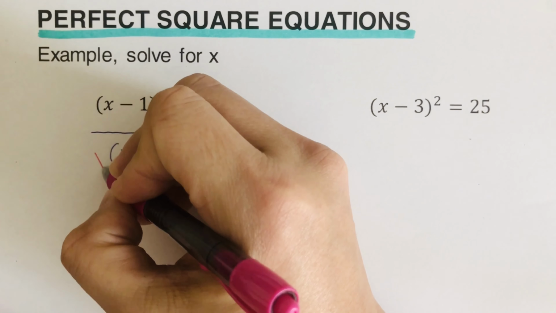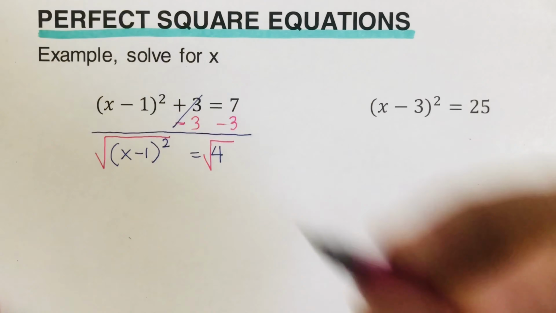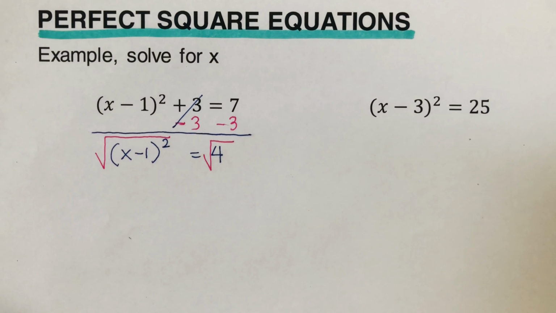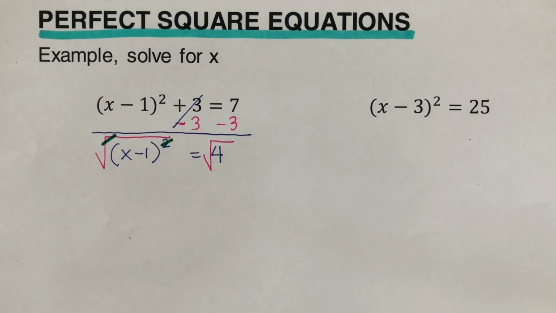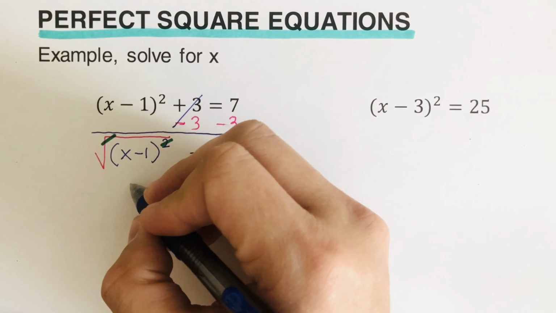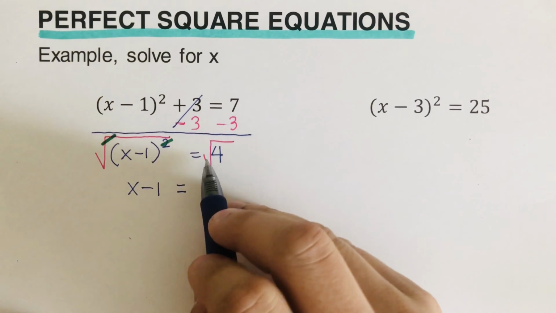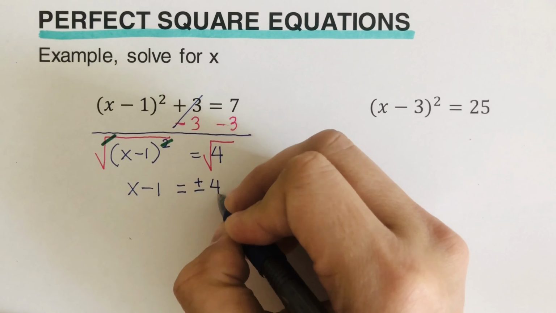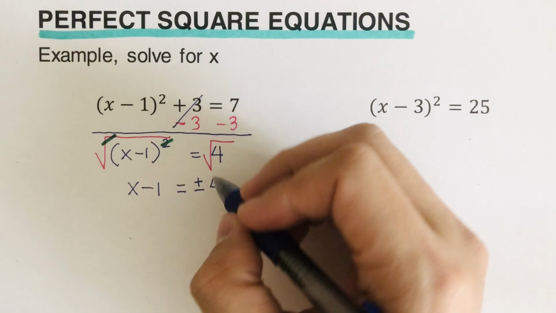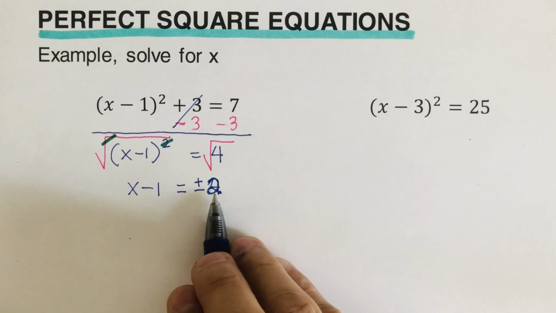So I will square root the left side of the equation. I will also square root the right side of the equation so they stay even. From here, we can go ahead and cross out the squared and the square root. So we are left with x minus 1 is equal to, if we square root the right side of the equation here, both positive and negative 2, because the square root of 4 is 2. So I changed that to 2 over here.